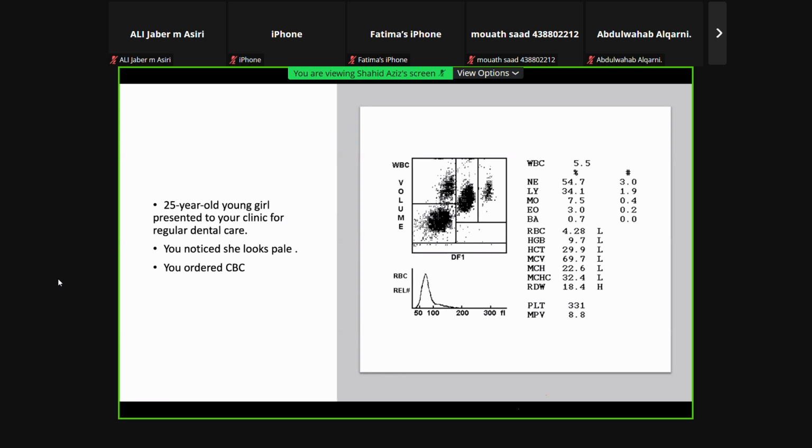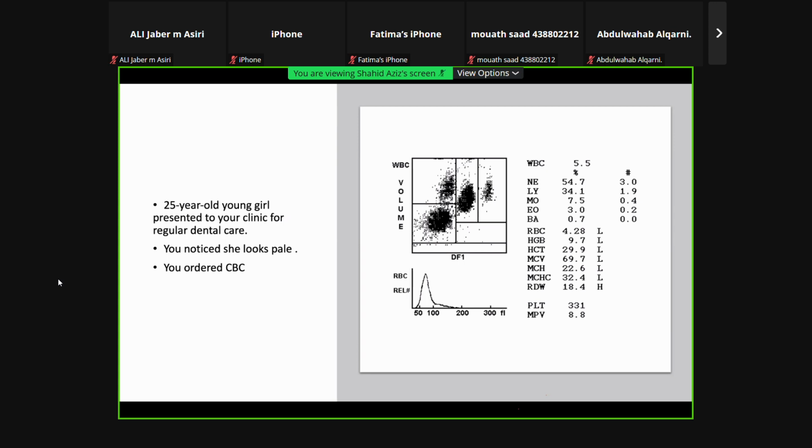Now look at the further values. MCV stands for mean corpuscular volume. MCH, mean corpuscular hemoglobin, and MCHC, mean corpuscular hemoglobin concentration, and RDW, which means red cell distribution width. And below is the platelet count of 331, and MPV, which stands for mean platelet volume, of 8.8.